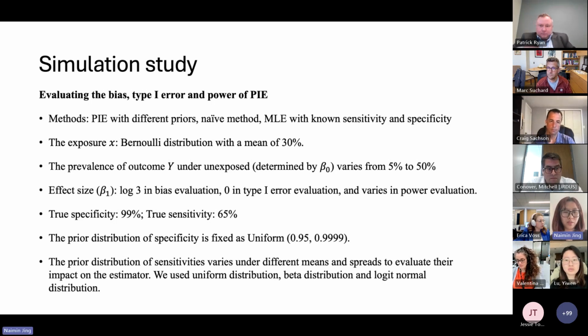The true specificity we set at 99%, and the true sensitivity is 65%. We used a uniform distribution for the prior distribution of specificity, and we fixed it at uniform 95% to 99.99%. For the prior distribution of sensitivity, we let it vary under different means and spreads because we want to evaluate how it impacts our PIE estimator. We also tried beta distribution and logit normal distribution as prior distributions in addition to the uniform distribution, but we only present the uniform distribution here because they convey a similar message.